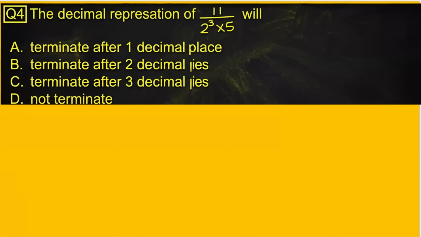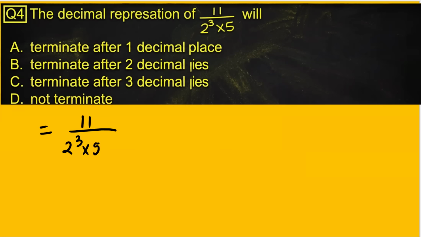So question number 4 says that the decimal representation of 11 by 2 to the power of 3 multiplied by 5. Option A: terminates after 1 decimal place, B: terminates after 2 decimal places, C: terminates after 3 decimal places, and D: does not terminate. So basically to do this question, we have to write the given expression. What is the given representation? 11 divided by 2 to the power of 3 times 5.